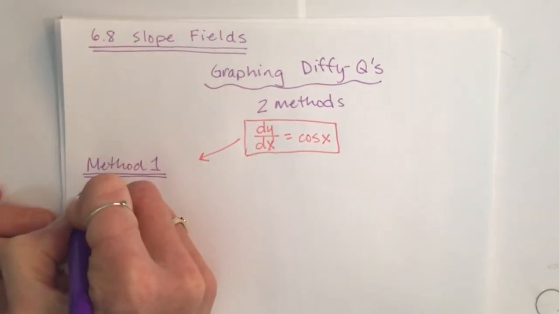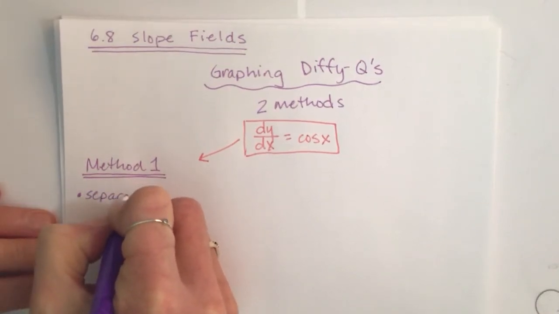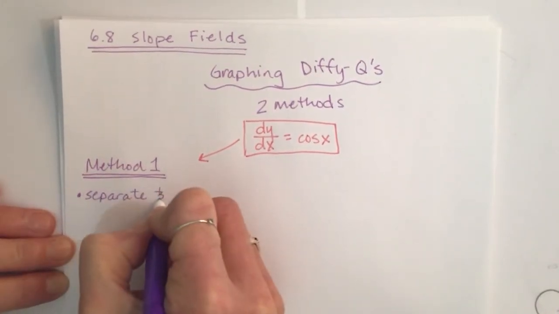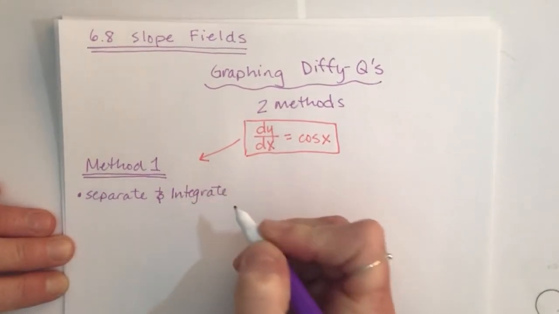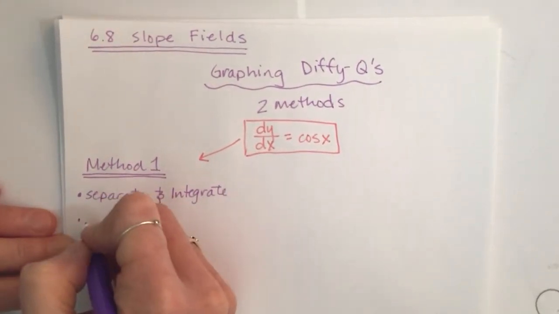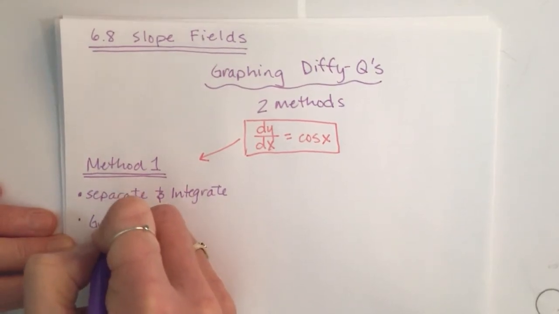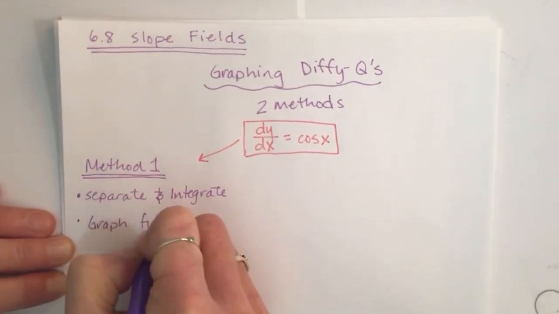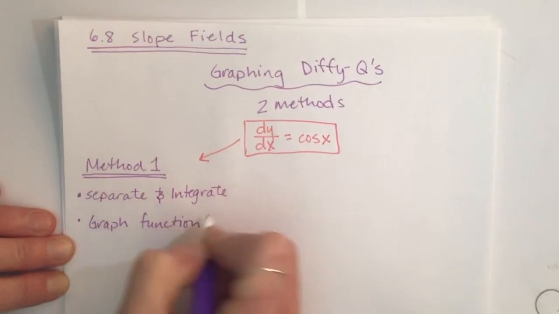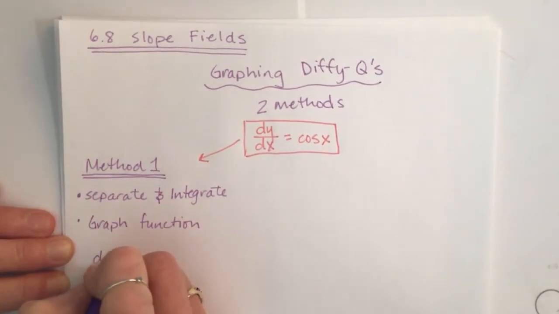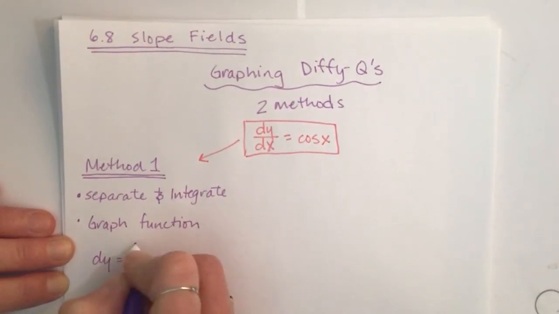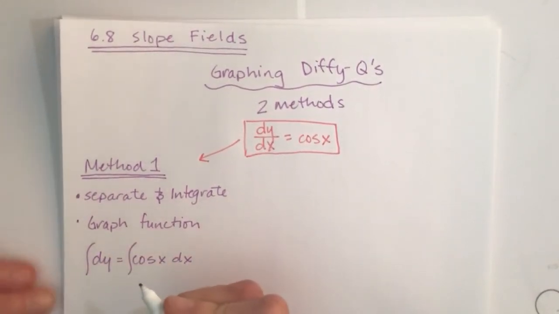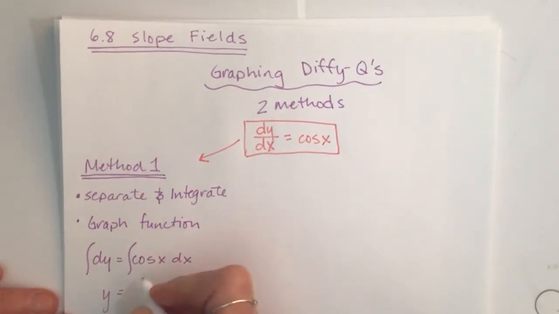So we separate, and you gotta integrate, right? Integrate. Yep. And then we just graph the function that we ended up with. So here we go. We got dy is equal to cosine x dx. And then we anti-derive or integrate both sides, and we get y is equal to sine x plus c.